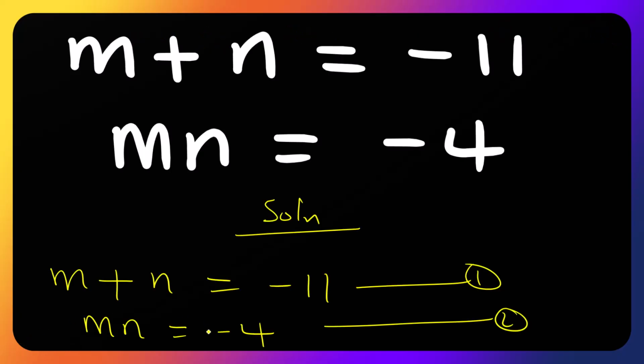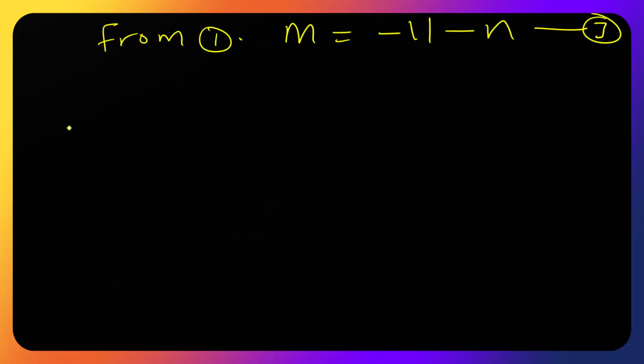From 1, m is the same as minus 11 minus n. So that will be the third equation. Now let's put this third equation in the second equation here, which says mn equals negative 4. So we have mn equals minus 4, but m is this.